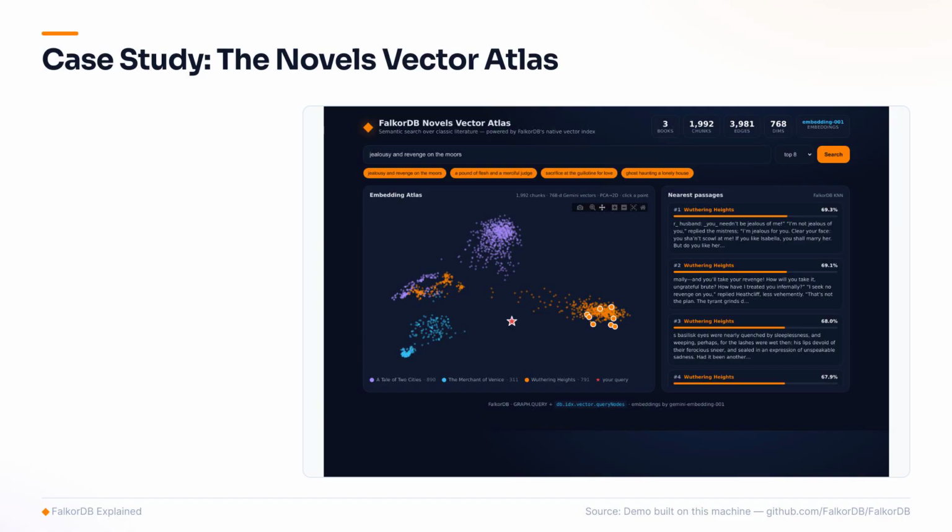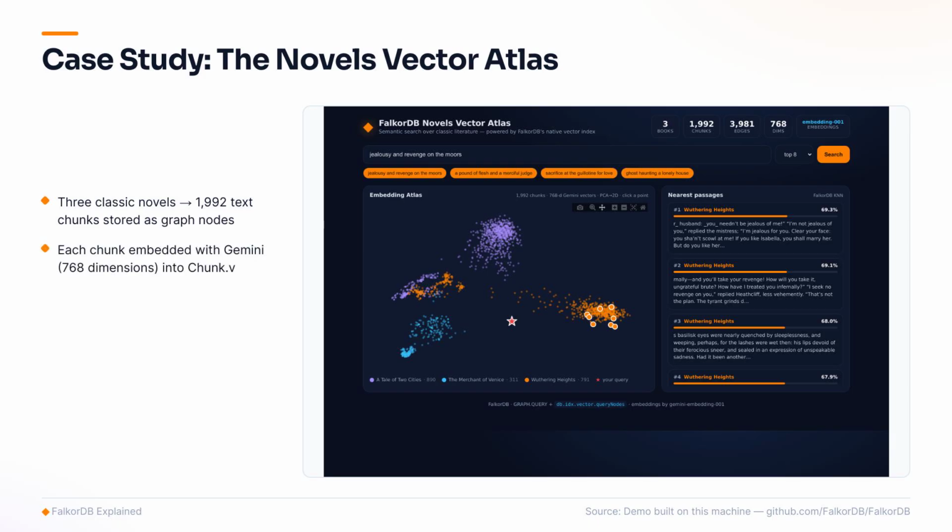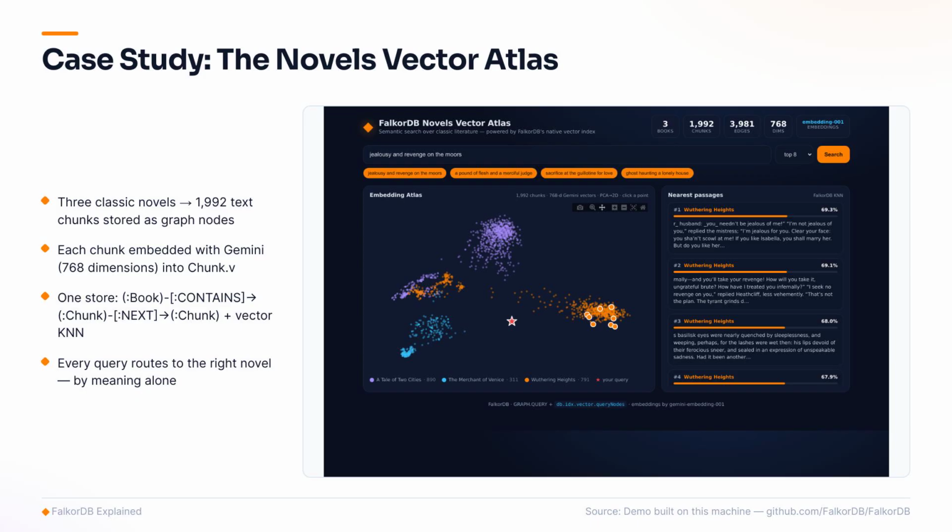We put this to the test with a real demo built for this video. We took 3 classic novels, Wuthering Heights, The Merchant of Venice, and A Tale of Two Cities, split them into nearly 2,000 chunks, and embedded each one with Gemini. Every chunk became a graph node, connected to its book and to the next chunk in reading order, with its embedding indexed by FalkorDB. The result, shown here, is a searchable atlas of meaning. Ask about a merciful judge and a pound of flesh, and every top hit lands in Portia's courtroom, ranked by similarity, with 0 keywords in common.